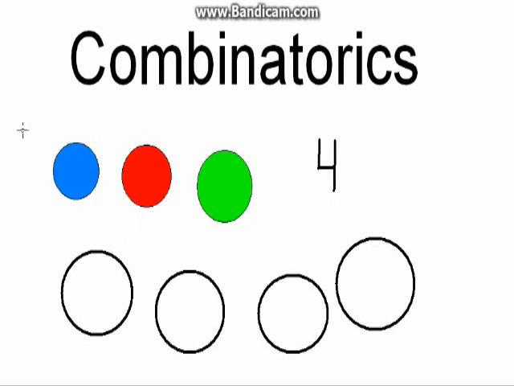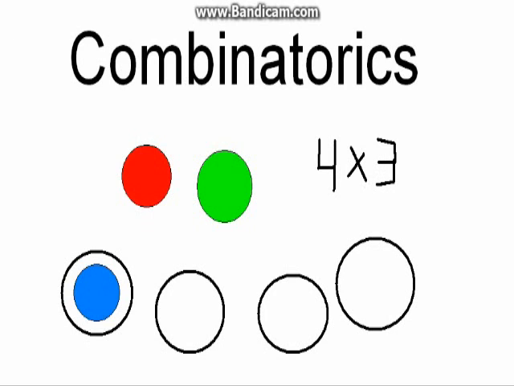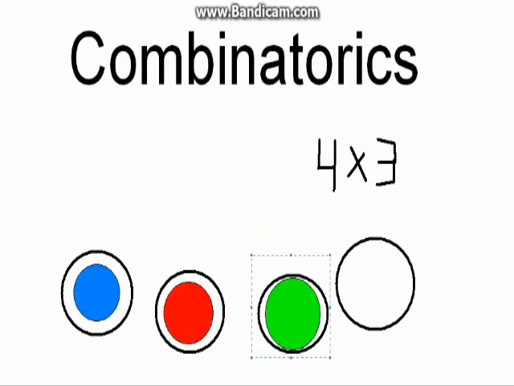So now, the blue ball will be taking up one of these spaces. So, what's left over for the red ball to occupy is only 3 spaces. So instead of timesing by 4 again, we're only going to times by 3. Then, once the red ball has occupied a space, there's only 2 possible other spaces for the green ball to go. So, we simply times by 2.